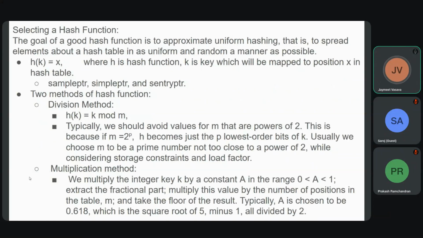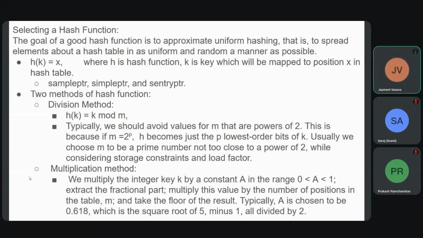So, selecting a good hash function. The goal of a good hash function is to approximate uniform hashing, that is, to spread elements about a hash table in a uniform and as random a manner as possible. So we have h of k equals x, where h is the hash function, and k is the key which will be mapped to the position x in the hash table.